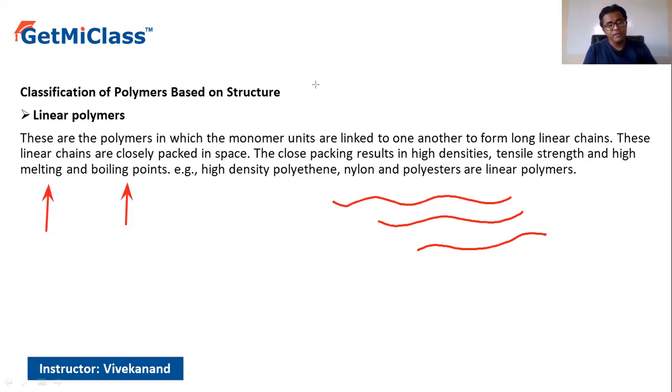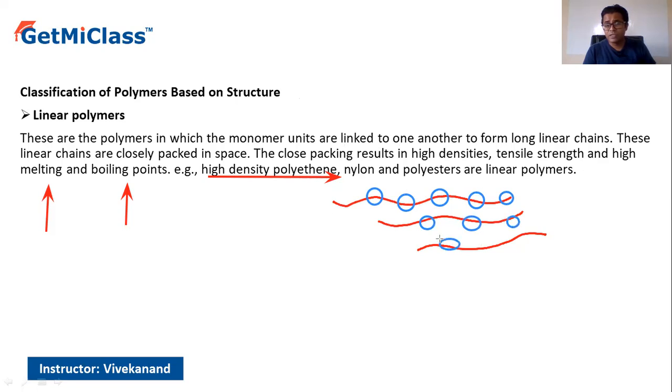Okay, so for example, we have HDPE. Now HDPE is nothing more than high density polyethylene. Remember this. Nylon and polyesters are also linear polymers. So what we understand from linear polymers is that the monomers do not have any branches. The monomers are simply connected to the next monomeric unit with the help of a covalent bond, and that is nothing more than that. There is no branching between these chains, nothing.